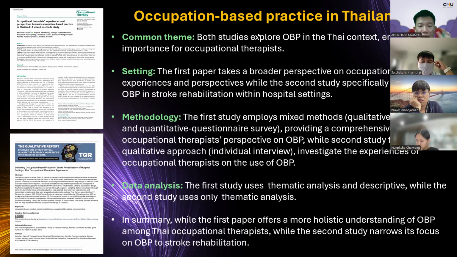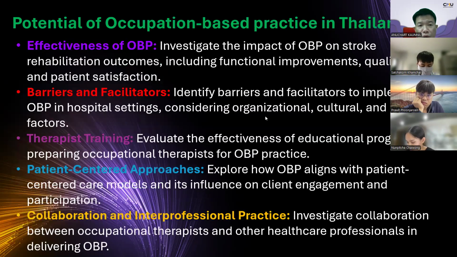Okay. For data analysis, the first study uses thematic analysis and descriptive analysis, the same as the second, but the pattern is different. In summary, the first paper offers a more holistic understanding of OBP among Thai occupational therapists, while the second paper narrows its focus to OBP in stroke rehabilitation. Okay, this is how to critique and evaluate these two papers. You're going to know what is inside.